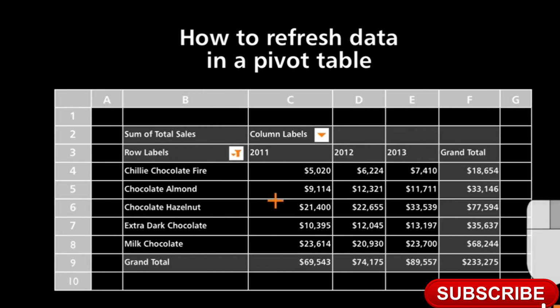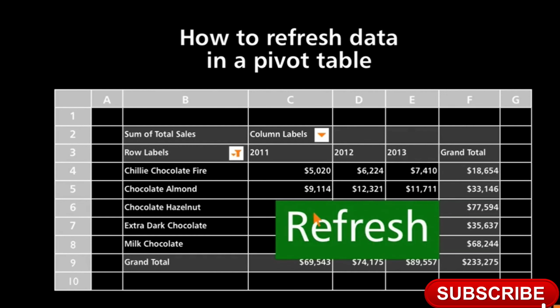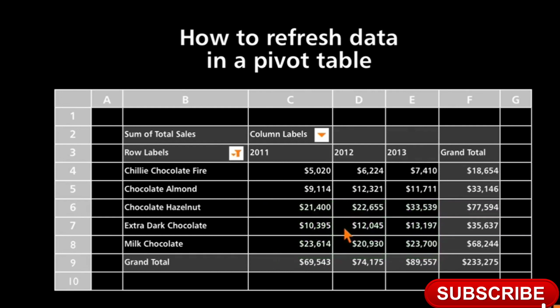To update a pivot table, you need to refresh it. When you refresh a pivot table, you are simply asking Excel to update the pivot table based on the latest source data. Let's take a look.